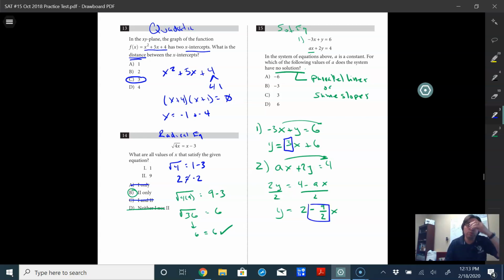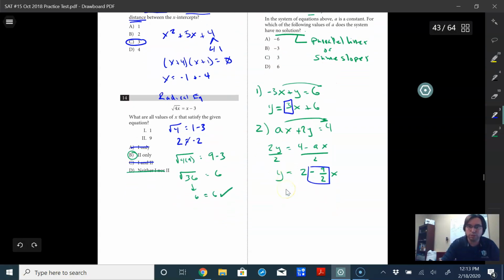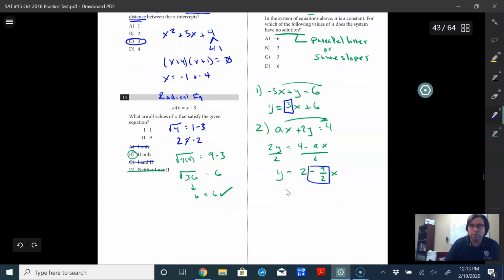So remember when we talked about it, we need to set these equivalent to each other because they're proportionate. Since there's no solution, that means there's the same slope, so that means these slopes are proportionate to each other. So we can now write 3 over 1 is equivalent to negative a over 2. And so we want to cross multiply and divide these.